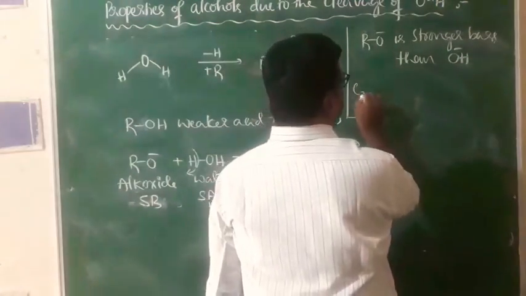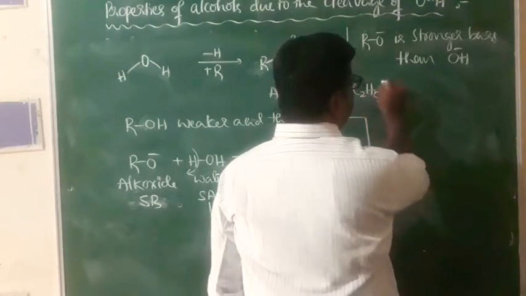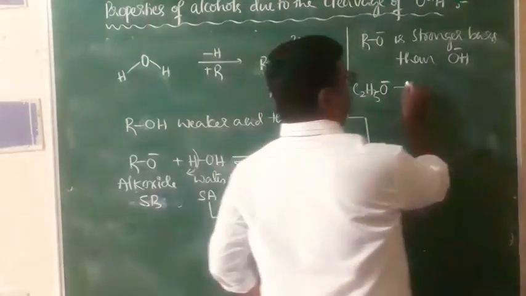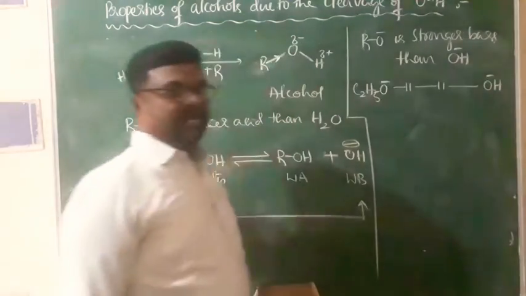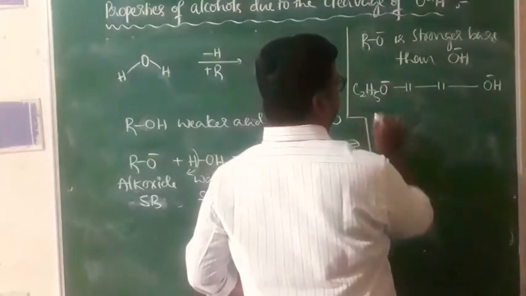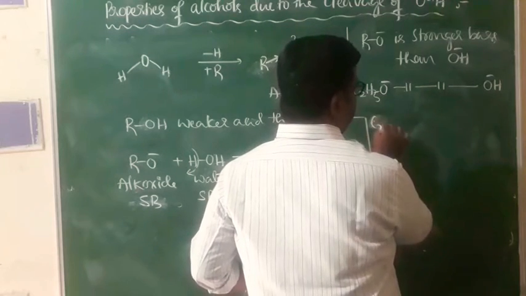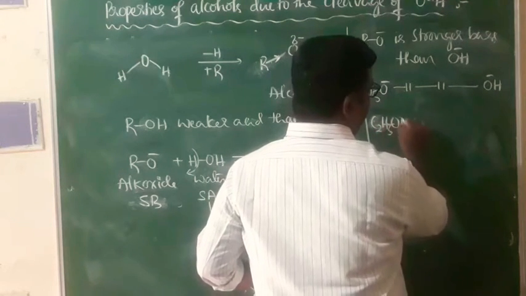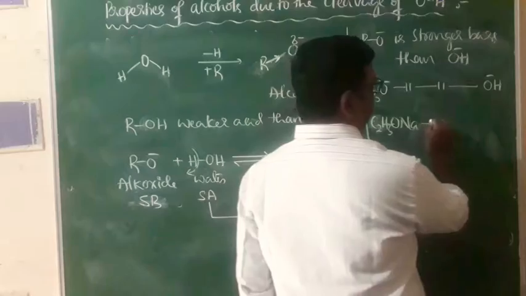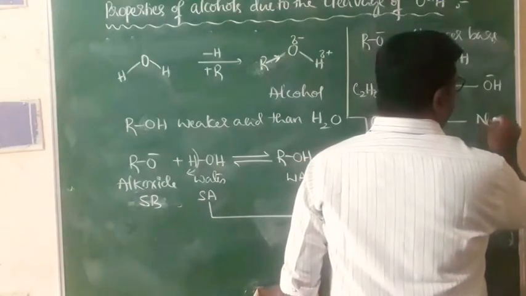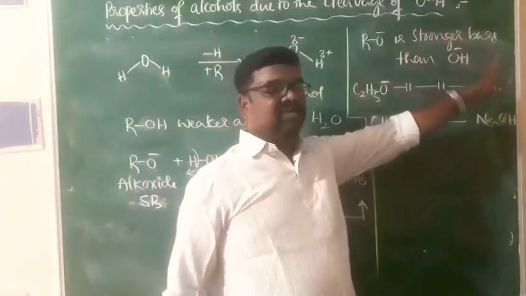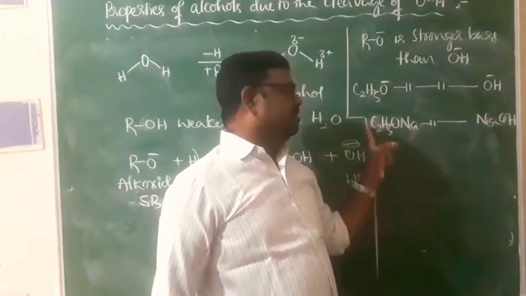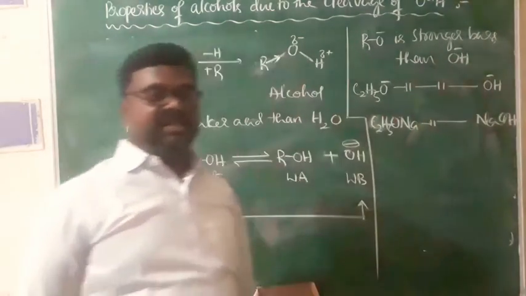Instead of R, put C2H5. C2H5O minus is a stronger base than OH minus. Or if we connect Na plus here, C2H5O minus Na, sodium ethoxide is a stronger base than NaOH. If ethoxide is a stronger base than OH minus, it means sodium ethoxide is a stronger base than NaOH.